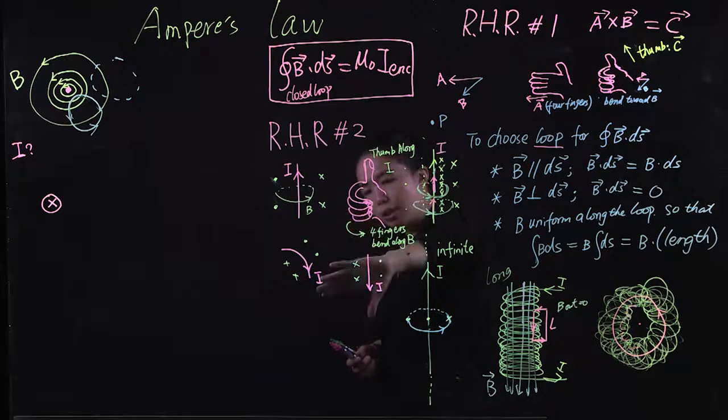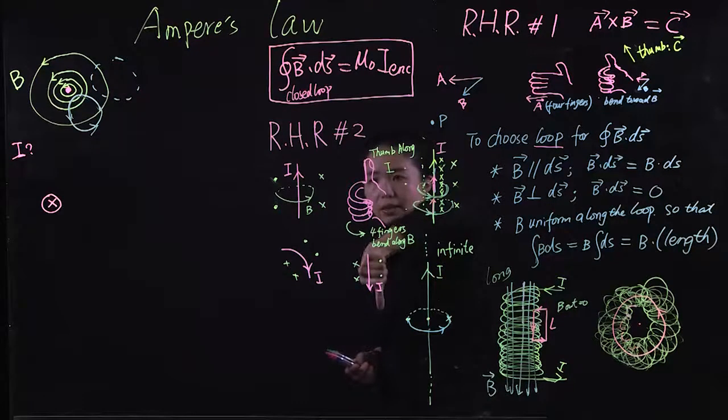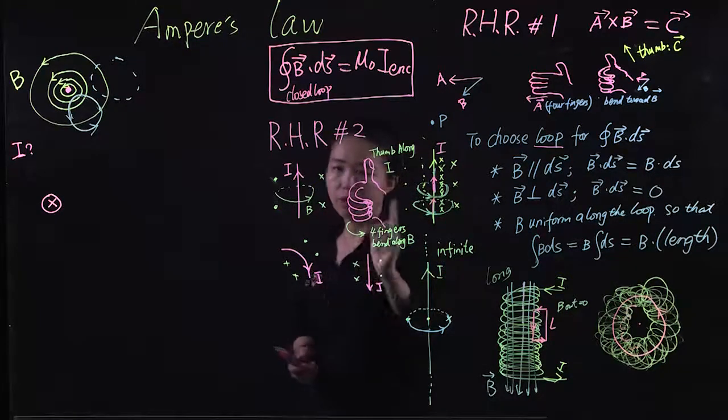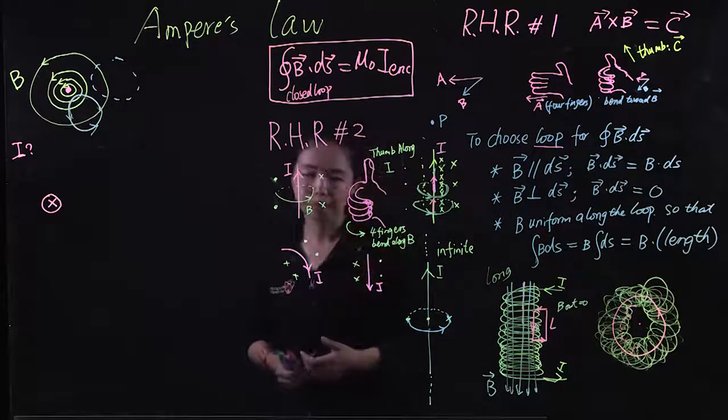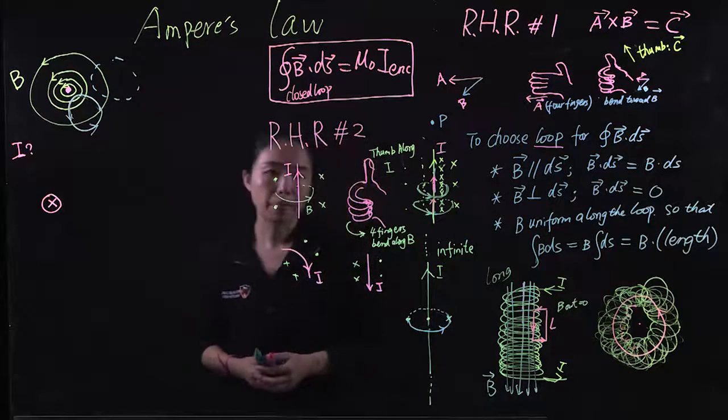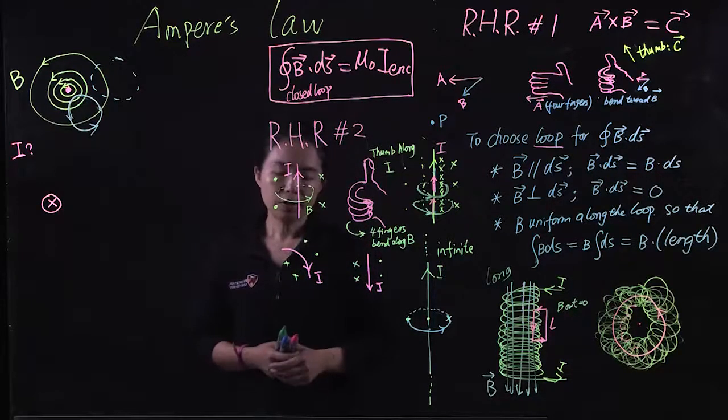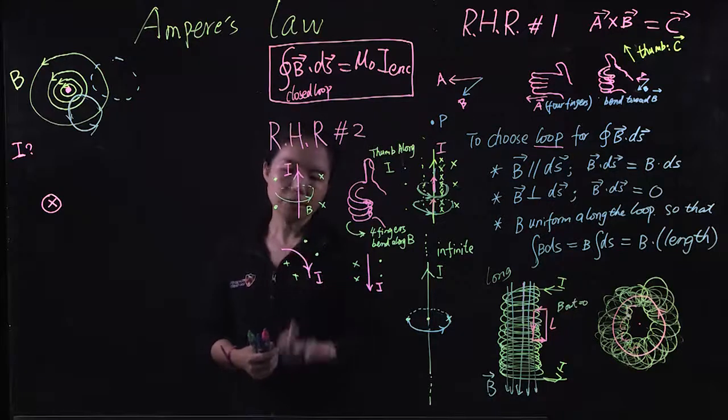Align your thumb with your current and bend your four fingers. Then now you have the B field into the page on this side and out of the page on this side. Simply by flipping the direction of the current, you make the B field change from counterclockwise to clockwise, or clockwise to counterclockwise. Or even if you do not have a straight wire, you can still use this method.